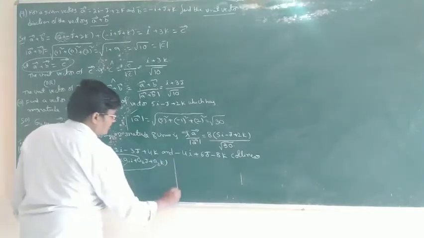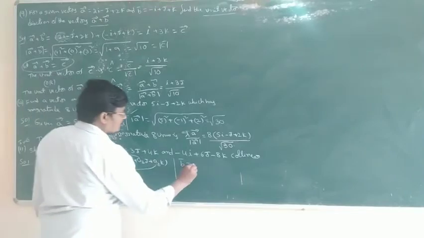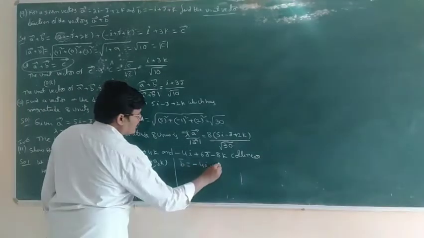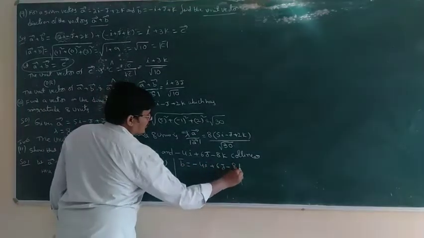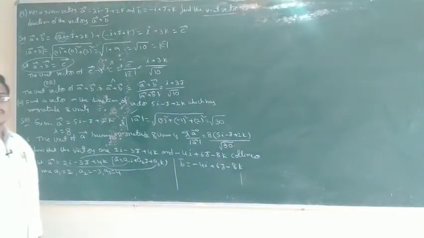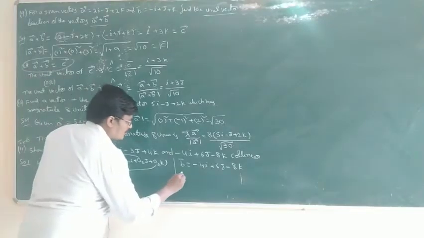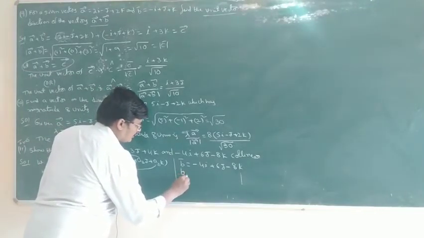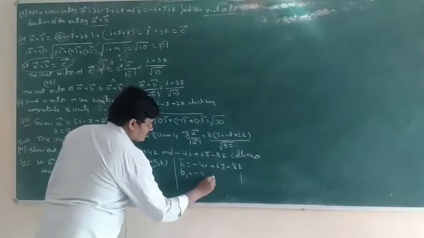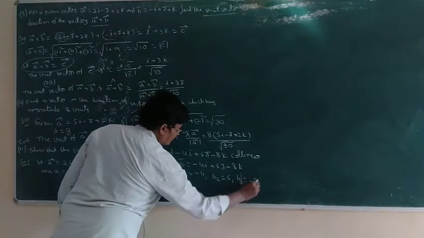Next, let b bar is equal to minus 4i plus 6j minus 8k. What is b bar? b1i plus b2j plus b3k. So here b1 is equal to minus 4, b2 is equal to 6, b3 is equal to minus 8.